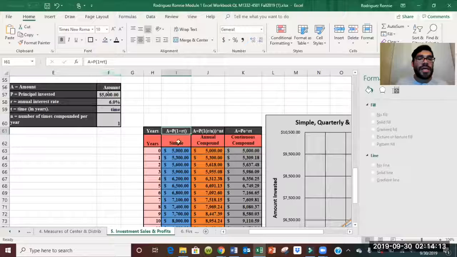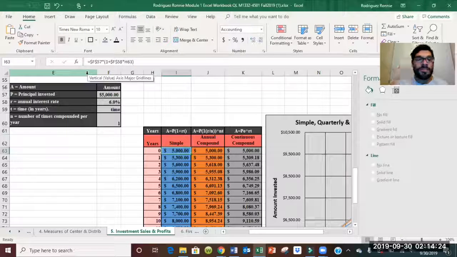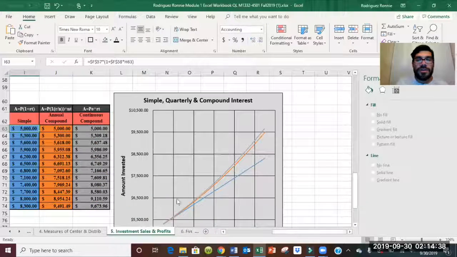And the way to do that is to put dollar signs around the letter for the parts of the formula that won't change. So that way when you do this first formula, you calculate it, you can copy it all the way down, and those values will not change. The only thing that changes is the number of years. And then we put that together in a scatter plot here that shows all three.